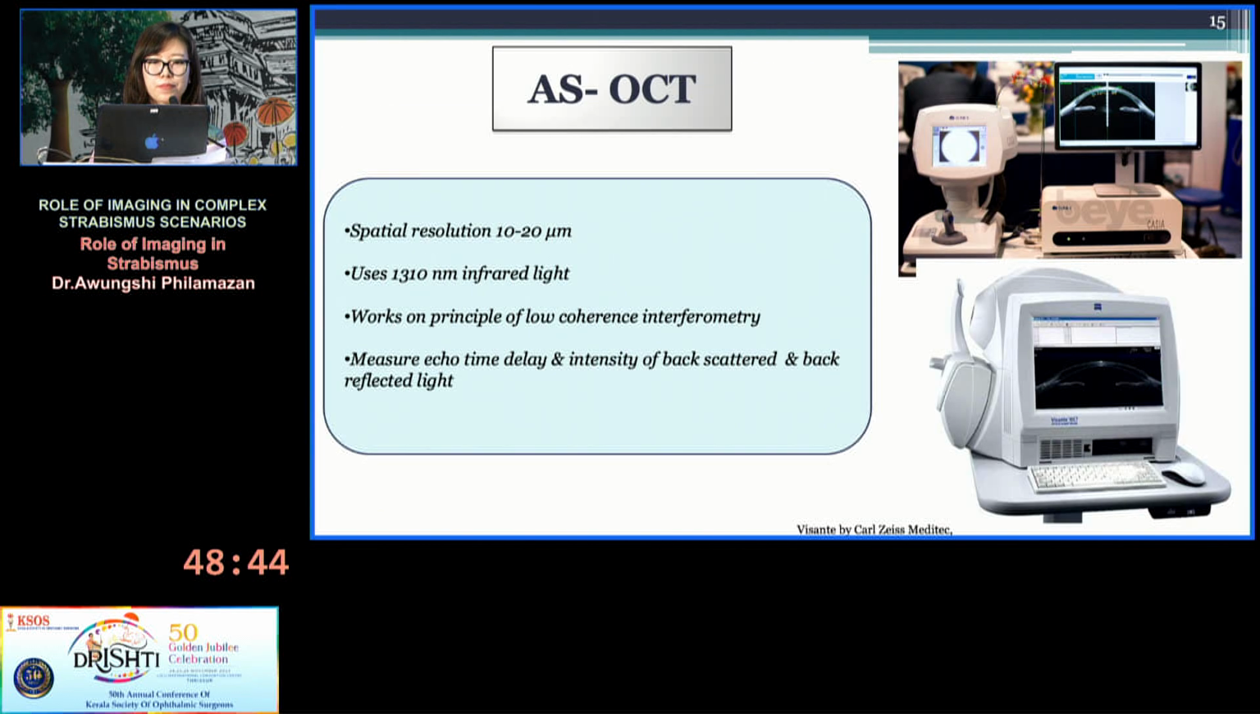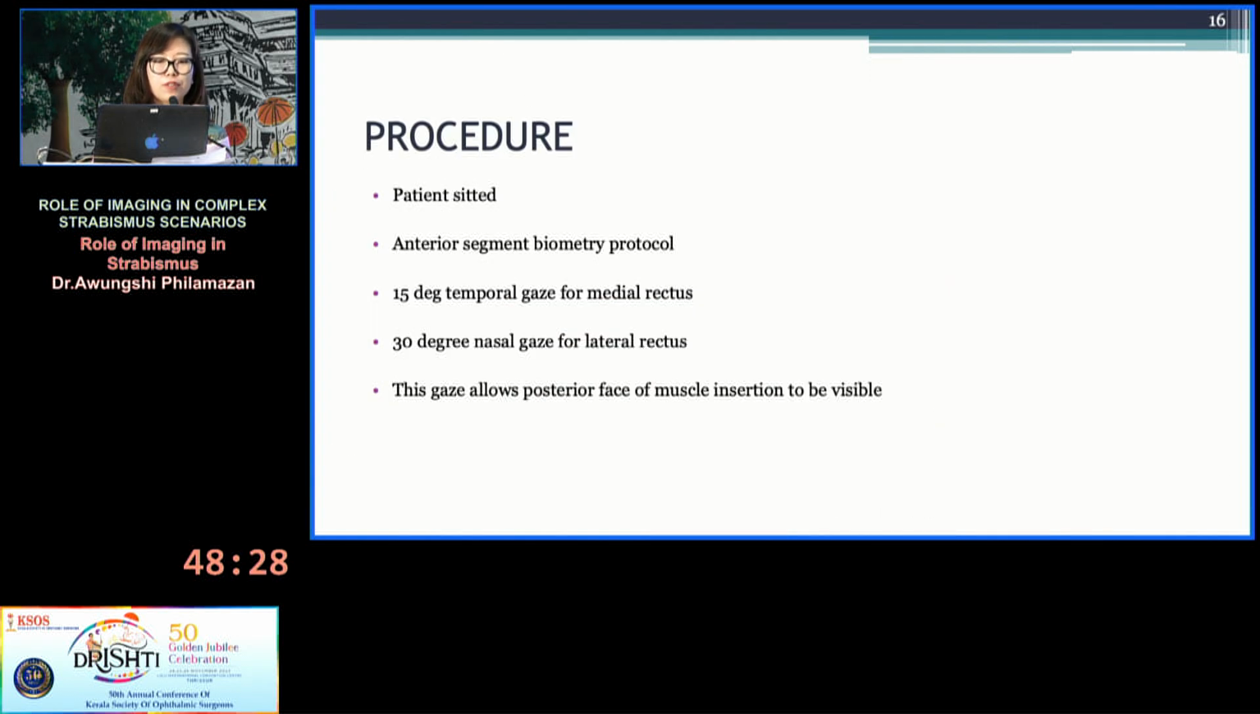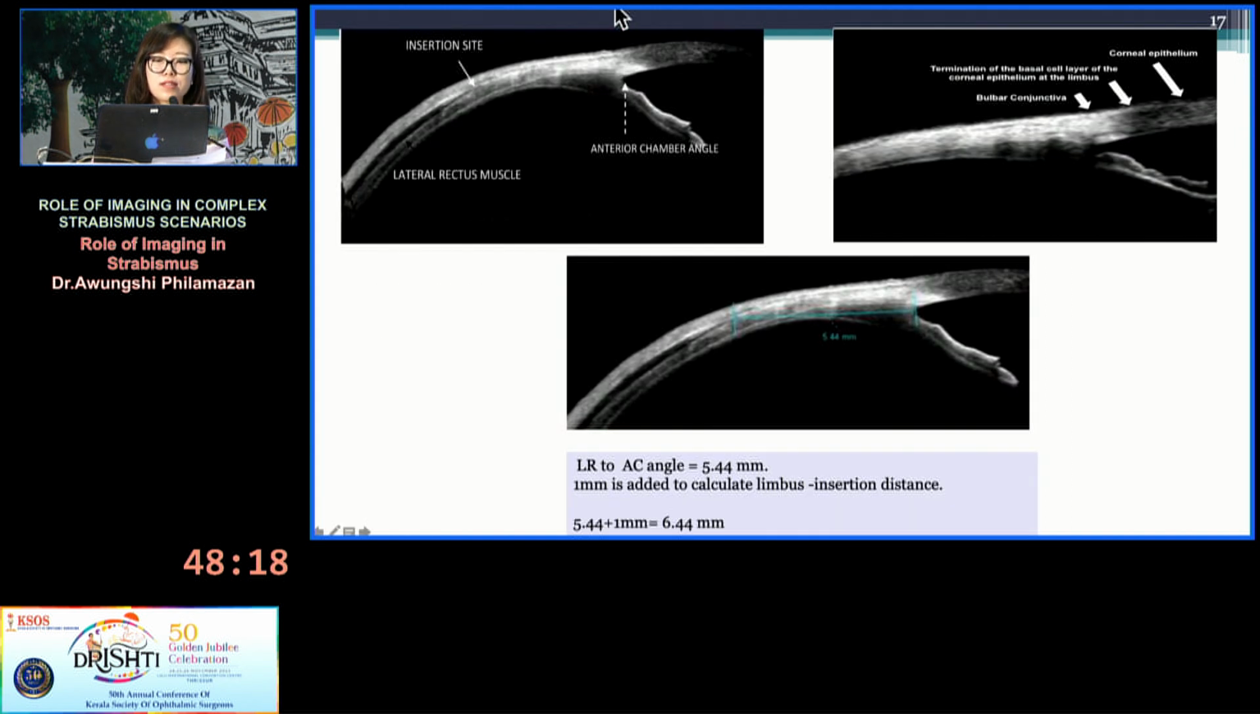The last one is anterior segment OCT. It has a spatial resolution of 10 to 20 micrometers and works on the principle of low coherence interferometry, measuring the echo time delay and intensity of backscattered and back-reflected light. For this, the patient is seated, the anterior segment biometry protocol is selected, and a 15-degree temporal gaze is used for the medial rectus and 30-degree for the lateral rectus. This is how the image will be obtained, and then we can see that this is the root of the iris. We measure from the root of the iris till the insertion of the muscle.